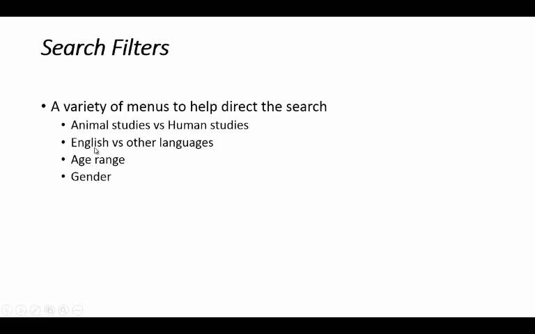I usually look for English because really it doesn't help me to give me an article in German. I will not understand it. The age range is extremely important because if you're looking for children, there is no reason to get the articles on adults. Gender is extremely important in many conditions. You need to look for women or men. Okay?